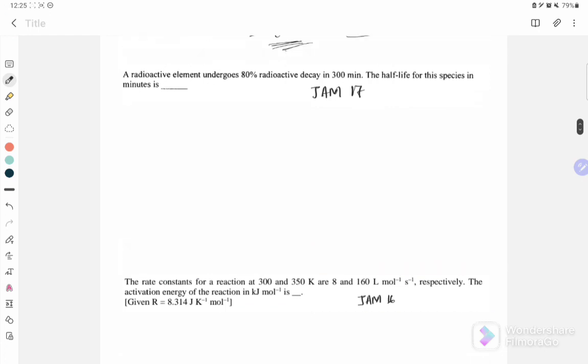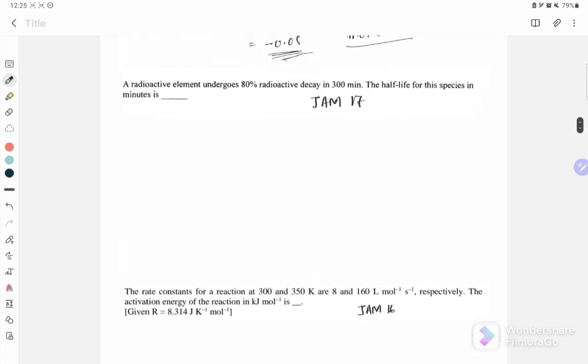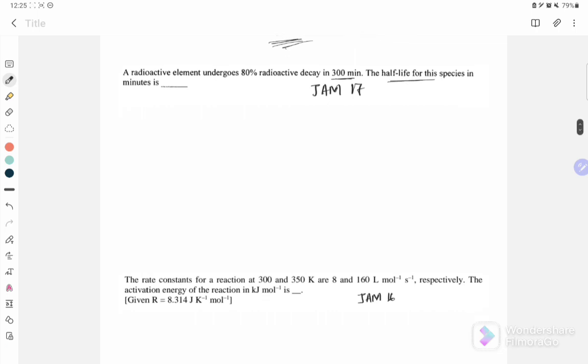There are three questions from chemical kinetics. What is the question? A radioactive element undergoes 80% decay in 300 minutes. They are asking about the half life. Just remember, radioactive decay is always a first order reaction and follows first order reaction kinetics.